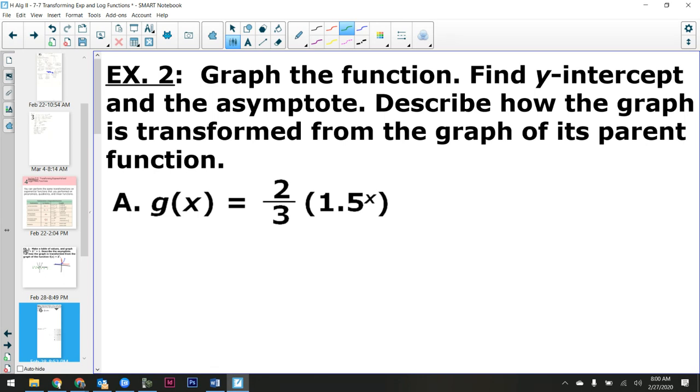By how much? 2/3. So what would it be? Stretch or compression? So it's a vertical compression by 2/3.